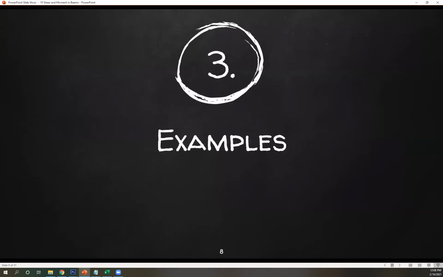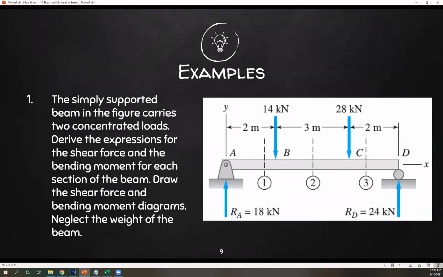Next, let's have a few examples for that. Example 1. The simply supported beam in the figure carries two concentrated loads. Derive the expressions for the shear force and the bending moment for each section of the beam. Then next, draw the shear force and bending moment diagrams. Neglect the weight of the beam.